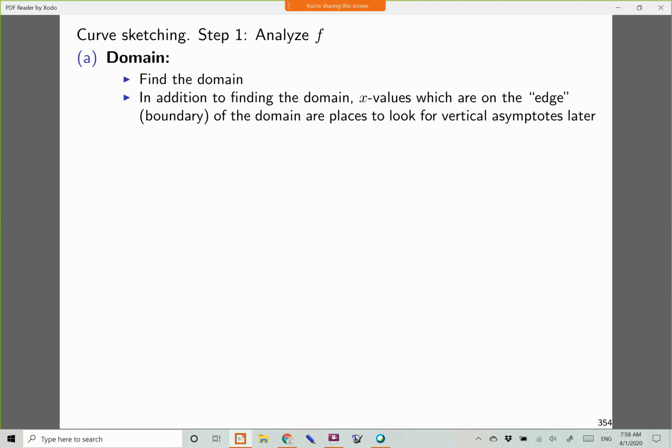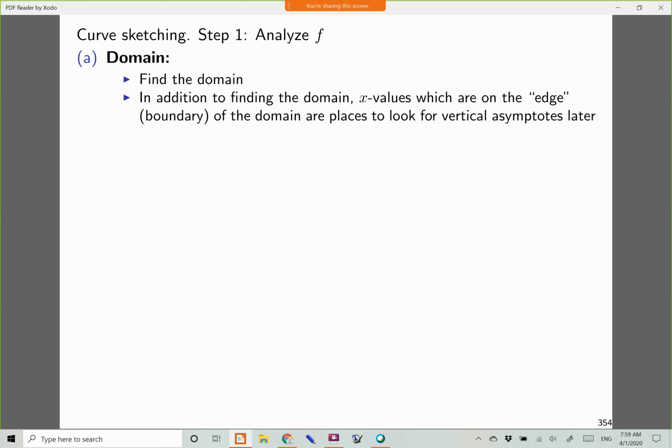So for domain, find the domain the usual algebra way. This is always asking about things like what's the input to a logarithm, don't score with a negative number, make sure that the denominator is not 0, that kind of stuff. And then in addition to finding the domain, any x values that are right on the edge.